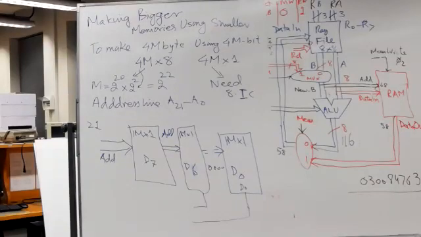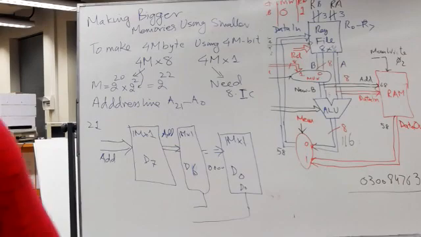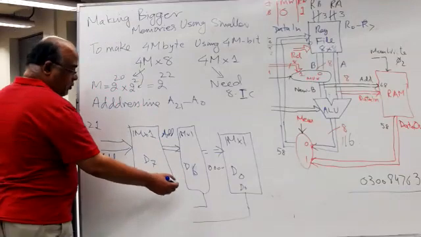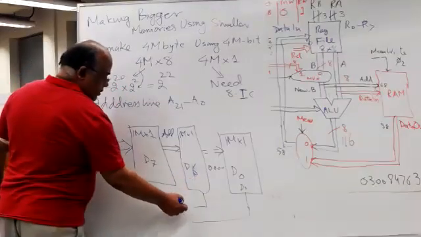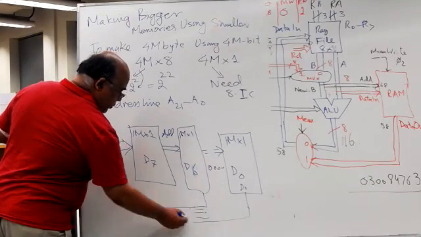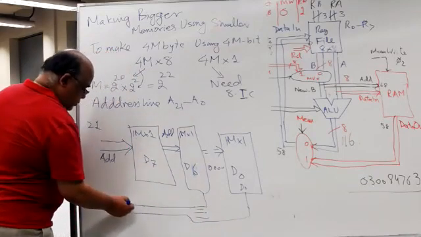So you have D0 coming from this D, and so on, D1, D2, D3 coming from this, and they become an 8-bit data.